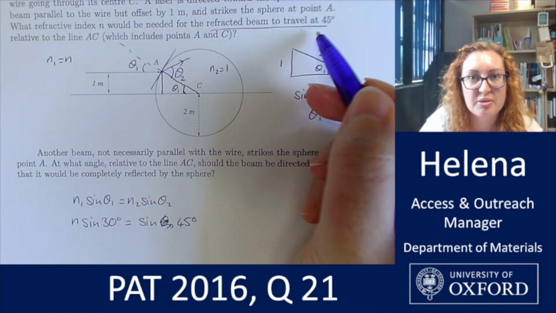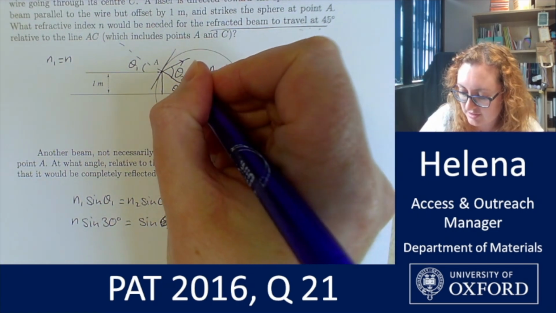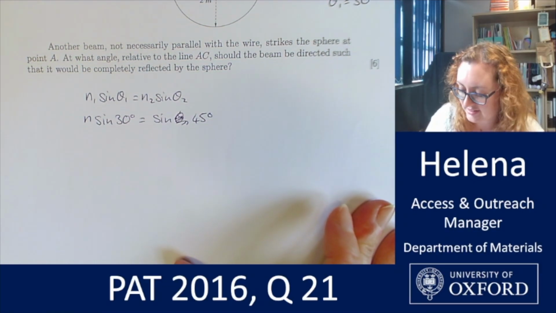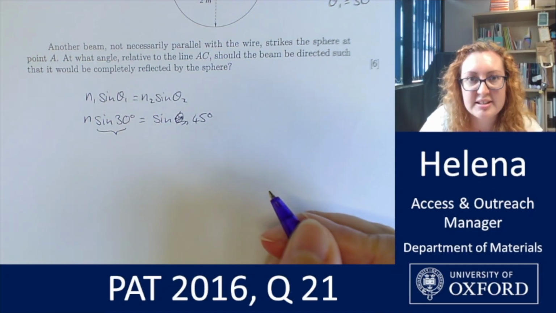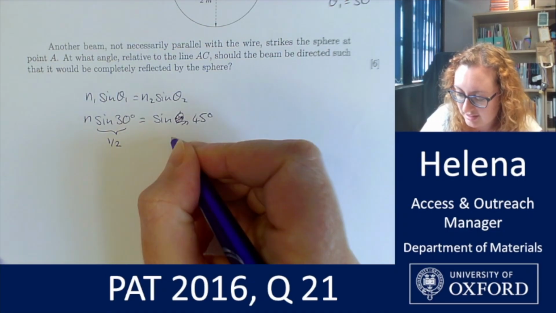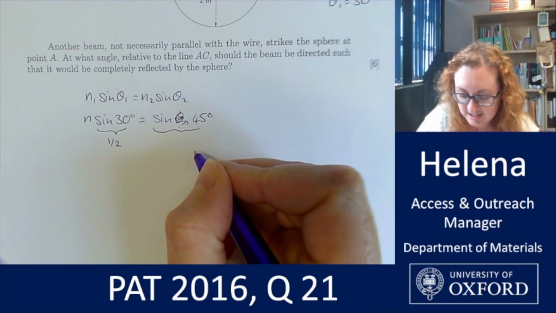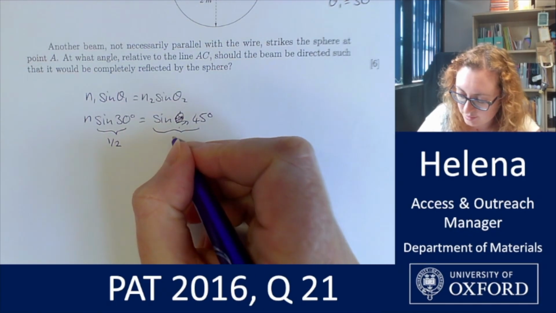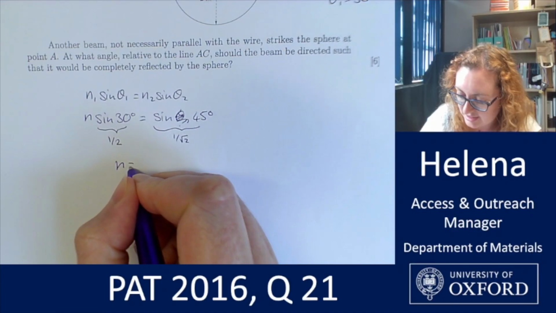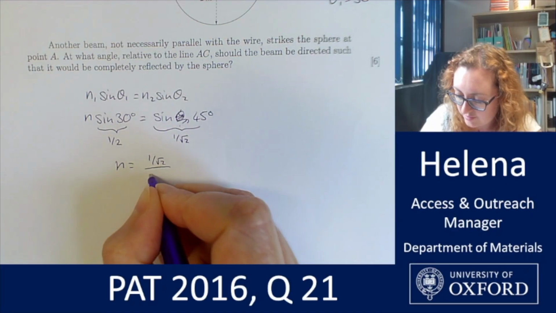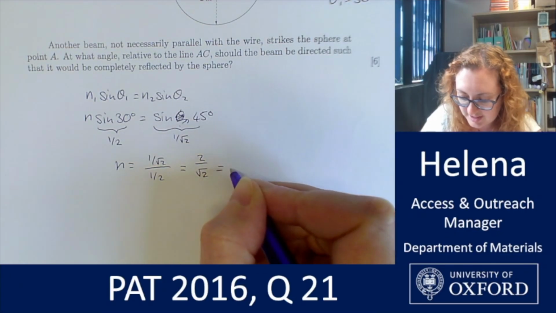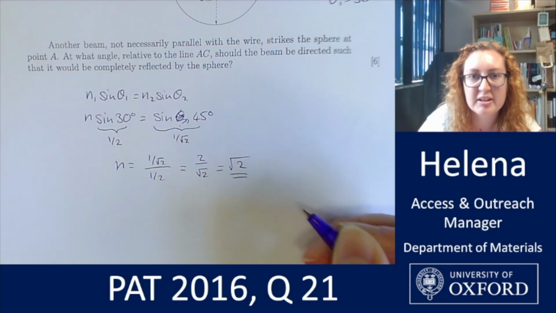So that's what we're told in the question. So θ2 is equal to 45 degrees here. And now let's calculate this. Again, these are identities that you should probably remember. Sine of 30 is a half. Sine of 45 degrees is 1 over root 2. So rearranging this, we have that n is equal to 1 over root 2 divided by a half, which is equal to 2 over root 2, which simplifies down to simply root 2.